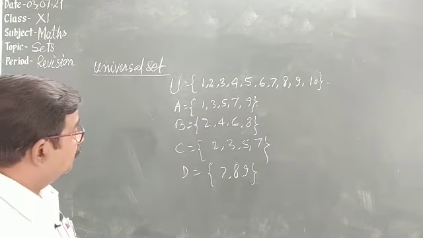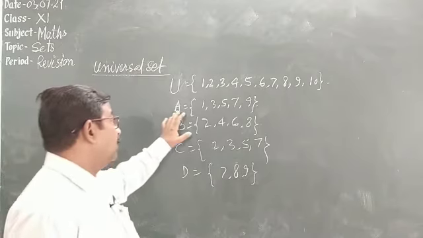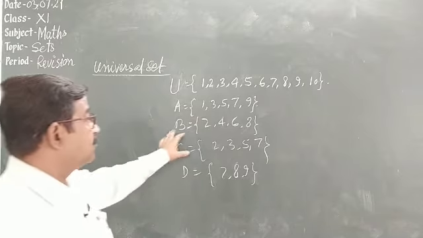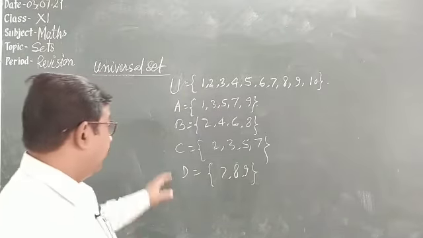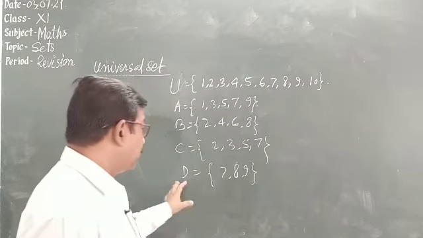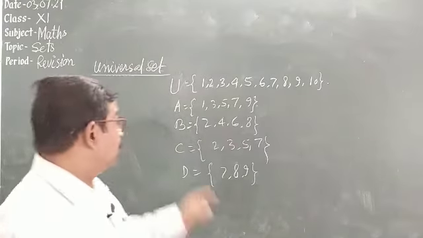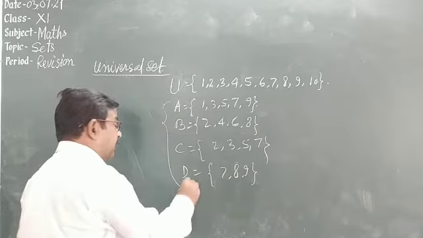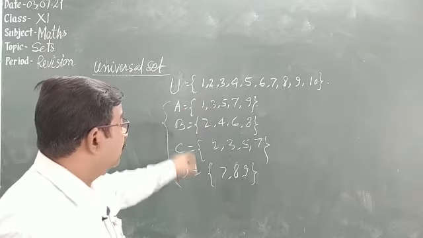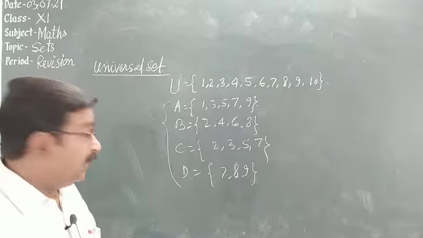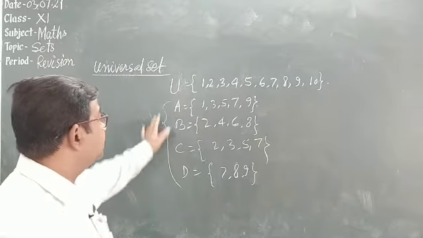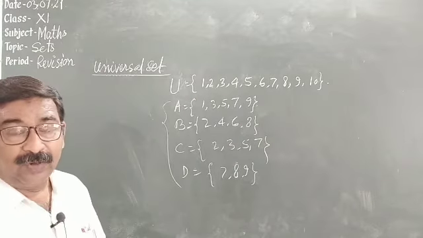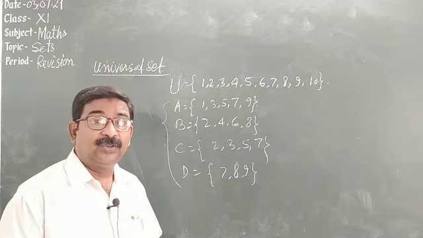So see, clearly you see that all the elements of A are found in U. Elements of B are found in U, elements of C are found in U, elements of D are found in U. This means this is the set which contains all these sets in it because they are of its own kind. All these sets are subsets of this set, so this set is called the universal set.